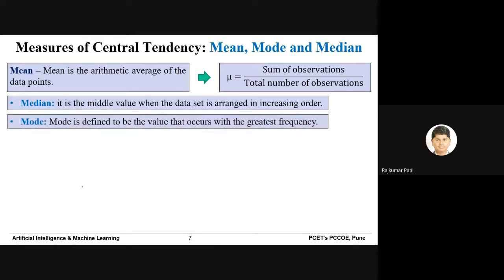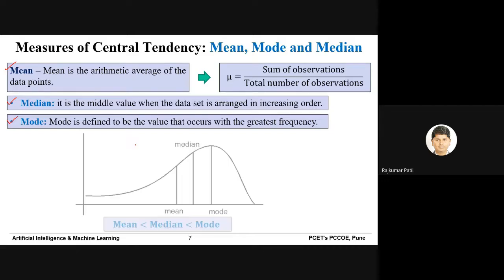Again, mode. So sometimes mean is also not useful, median is also not useful. So in that case, we rely more on the mode. So mode is defined to be the value that occurs with the greatest frequency. Okay, and in order to understand mean, median, and mode, let's take one distribution.